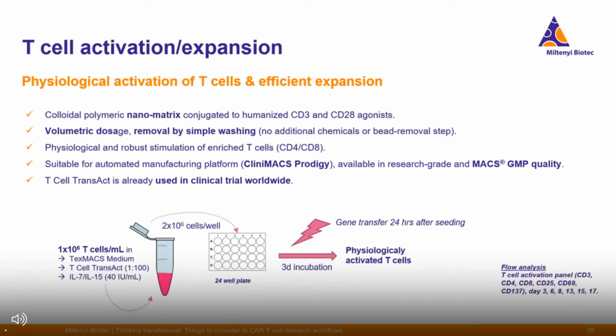Procedure-wise, the T cells were pelleted and suspended at a concentration of 10 to the power of 6 cells per ml in TexMACS medium, supplemented with our T-cell TransAct and cytokines. Here we used IL-7 and IL-15. From this cell suspension, 2 ml were filled into a 24 well plate and incubated for 24 hours. 24 hours after seeding, the gene transfer was done. And 3 days after the activation, the medium was replaced by TexMACS supplemented with IL-7 and IL-15.